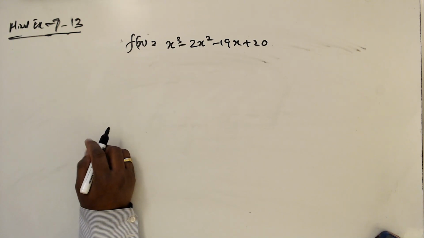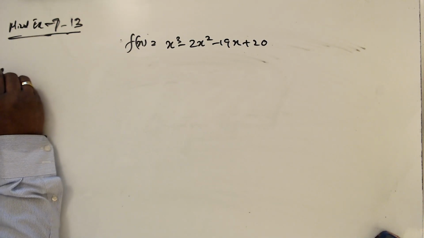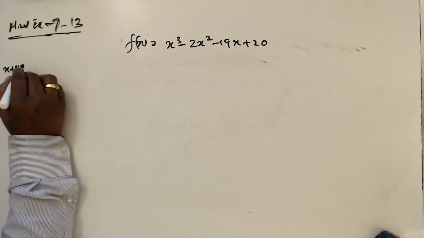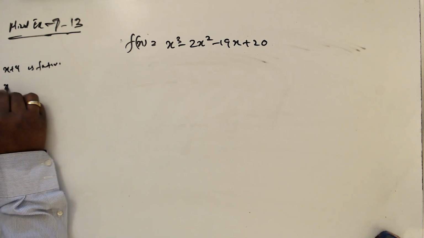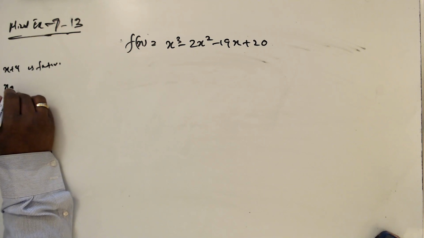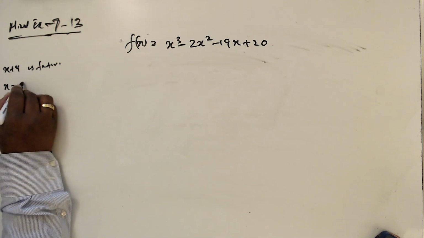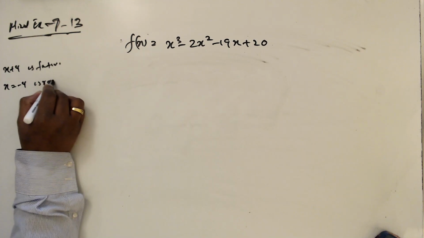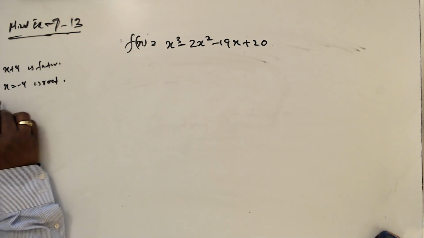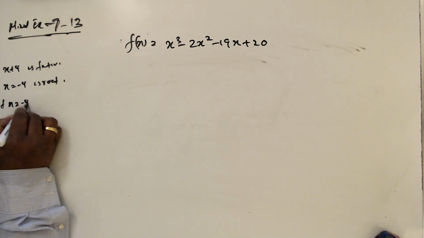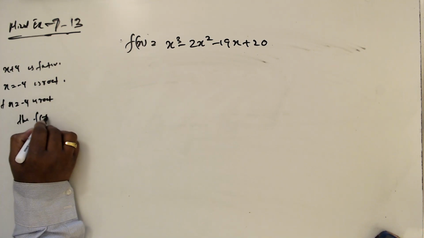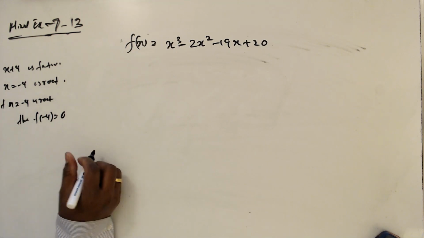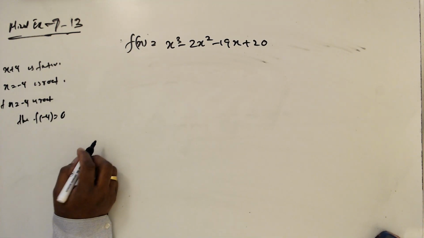Question number 13. We want to show that x plus 4 is a factor. It means x equal minus 4 is a root. If x equal minus 4 is a root, then f(-4) should be equal to 0. We'll see if that is right.